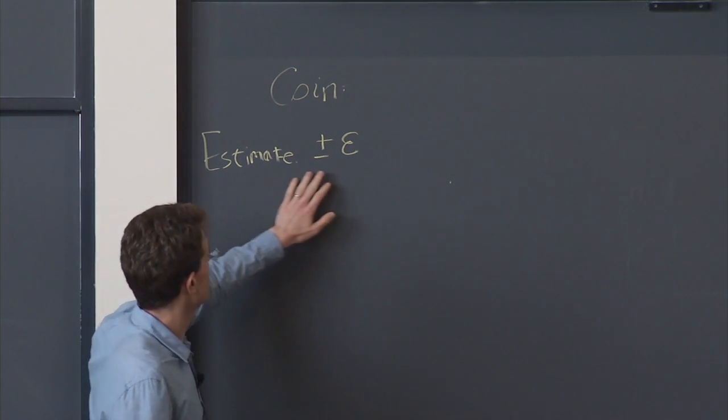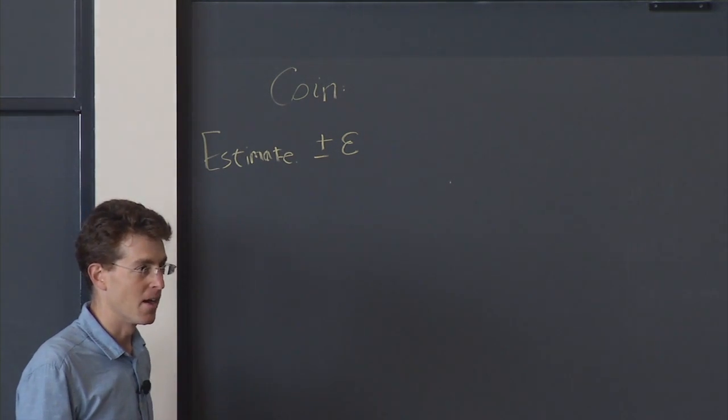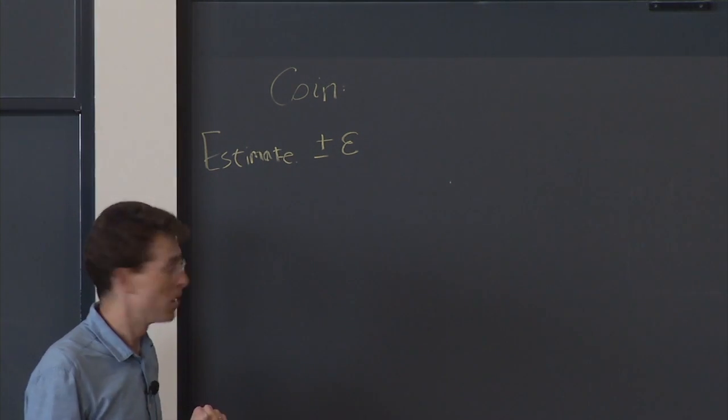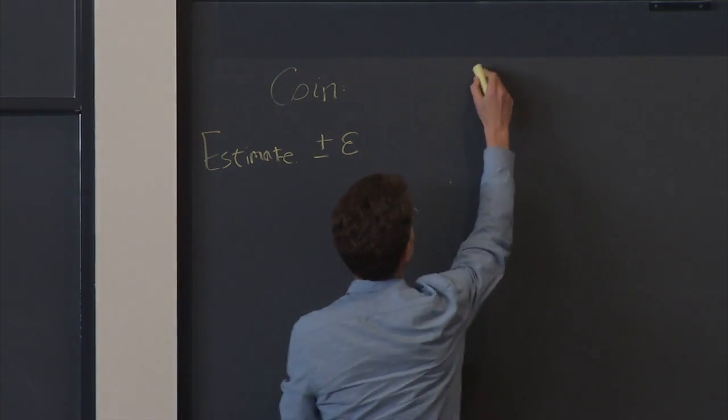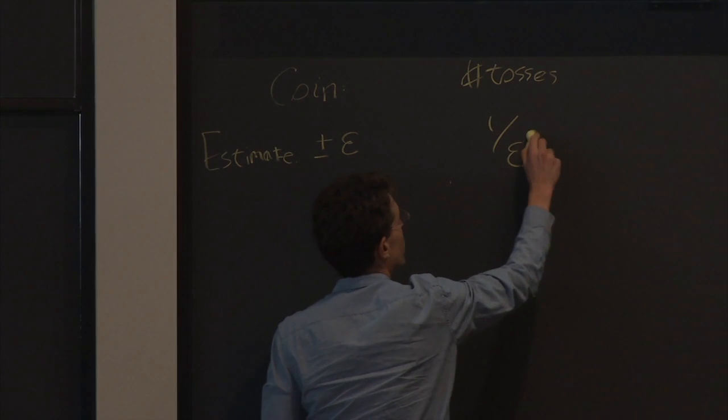Okay, so all I want is to estimate the bias of a coin to within plus or minus epsilon. The answer is 1 over epsilon squared, great. So the number of tosses is 1 over epsilon squared. This is the first fact we need.